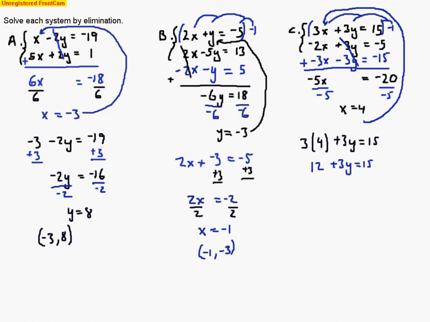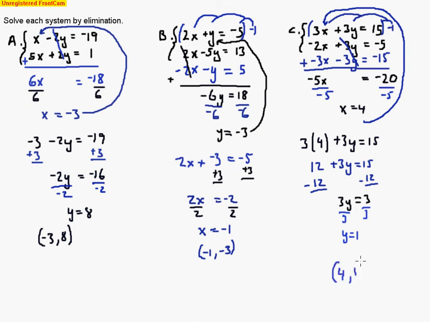And then we can do some opposite operations to solve. So that opposite operation would be to subtract 12 from both sides. And when I do that, I'm left still with that 3y, and it equals 3. Well, just one more operation, and we'll have y by itself. We just need to divide by 3, and we've got it. y equals 1. So what we have here is an ordered pair. x was 4, y is 1.